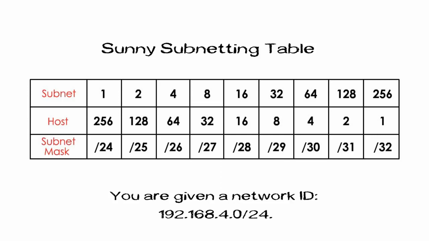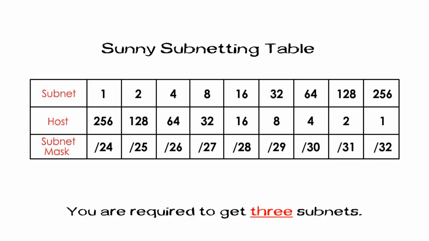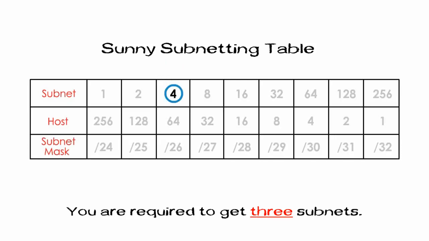You are given a network ID 192.168.4.0/24. /24 is the subnet mask. You are required to get 3 subnets. 3 is the keyword. Now look at the Sunny Table and try to find the 3 subnets in the first, or top, row. Of course, there's no exact 3 subnets, but 4 subnets are suitable because we can get 4 subnets and choose any 3 subnets for Sunny Cafe.